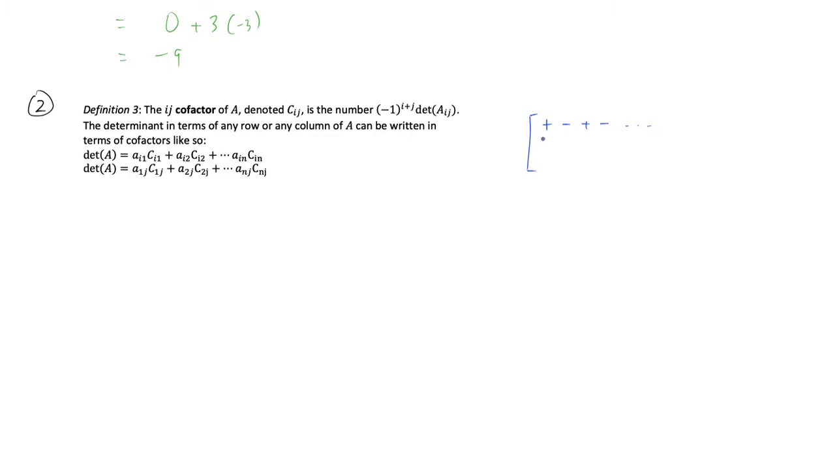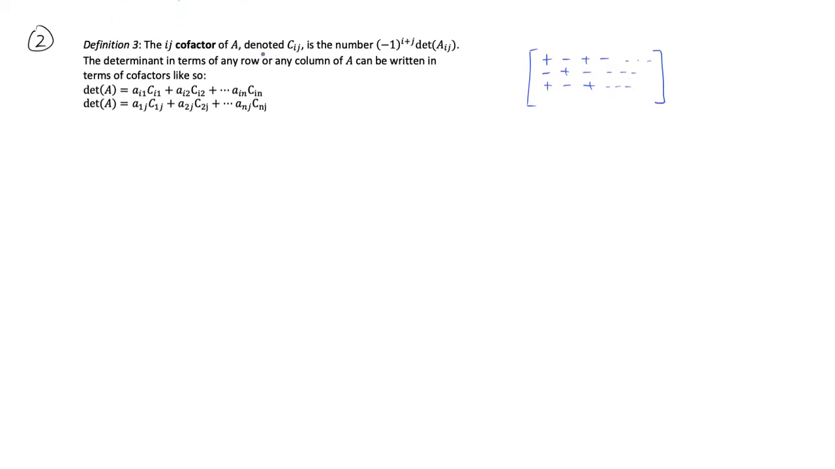And then in the second row, the first sign is negative, then positive, then negative, onwards, and so forth. And this allows us to define the determinant in terms of any row and any column. Let me do a couple examples.